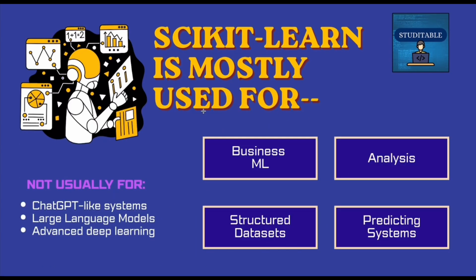So what is sklearn mostly used for? It is mostly used for business machine learning, such as predicting whether a customer will purchase a particular product or not, whether the prices should be optimized, or if a customer is interested in this product, will he buy it or not. So this is business machine learning, where customer churn or pricing optimization is evaluated.